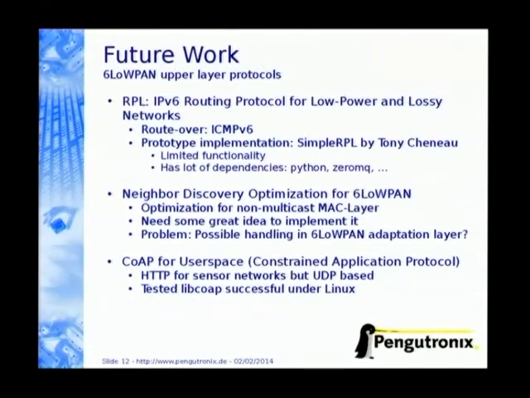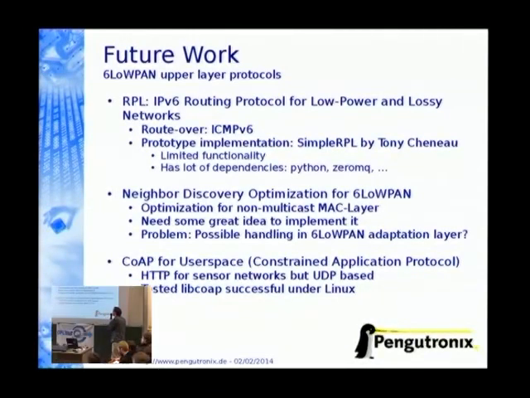6LoWPAN upper layer protocols. That's RPL, a routing protocol for low power and lossy networks, and it uses IPv6 messages. It is based on IP, so you need to go through the IP layer, and there already exists a prototype implementation by Tony Chenot. But this has limited functionality and a lot of dependencies, like Python. It's programmed in Python, and there are a lot of native bindings, and it also uses CoMQ, which you can see here.